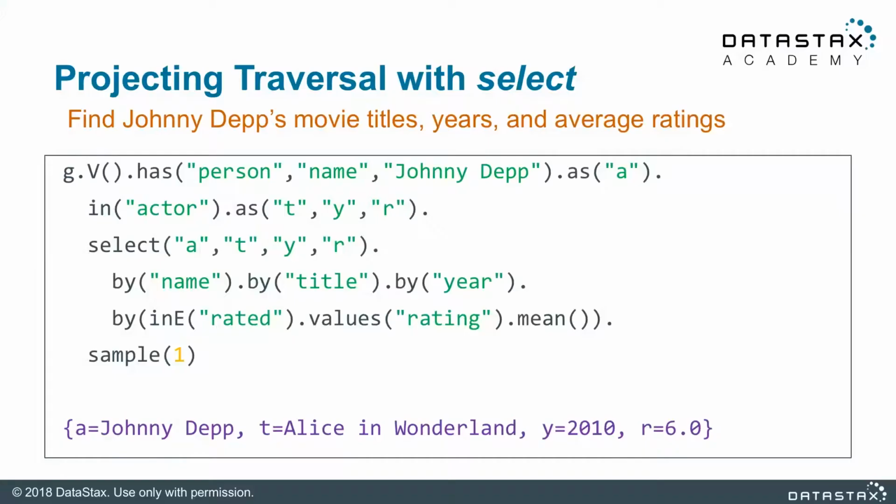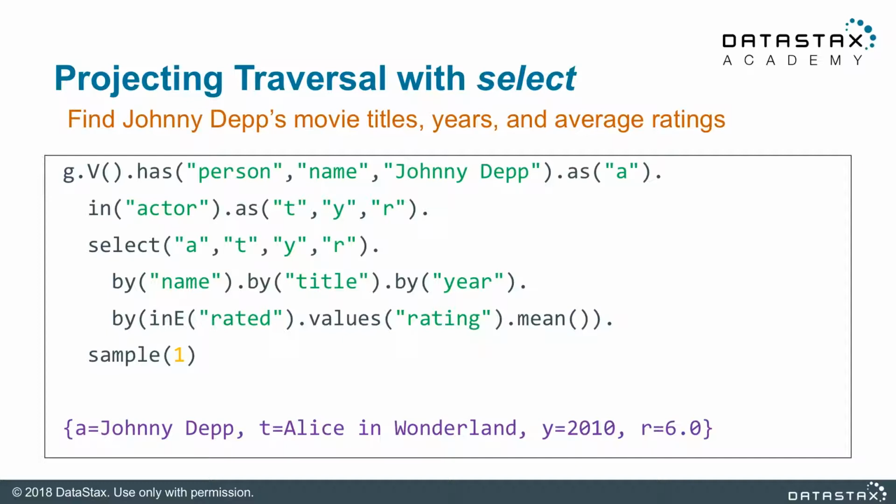In this final example of a projecting traversal, we're going to again find Johnny Depp's movies with their title and year, but this time we're going to add in calculating their average ratings. So we're going to start off as we did before. We're going to find the Johnny Depp person vertex and label it with an A for actor. Next, we're going to go to the movies, Johnny Depp's movies, and we're going to label that set of vertices with T, Y, and R for title, year, and rating.